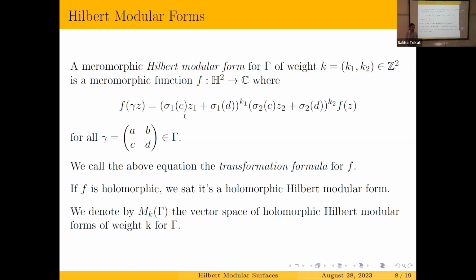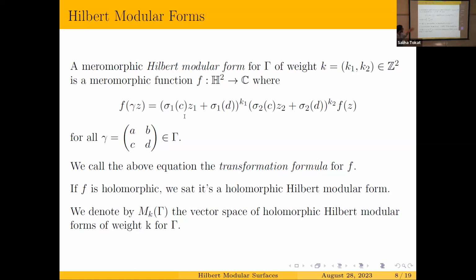You can think of these analogously to the 1-dimensional case. The classical usual modular forms have a single variable. Hilbert modular forms have two variables. Hilbert modular forms are meromorphic modular forms defined on H2, and they have complex values. They're defined for a gamma, and they have a weight k, k1 and k2, and they have to satisfy this equality. This bit in the middle is called an automorphy factor, which gives the transformation formula.